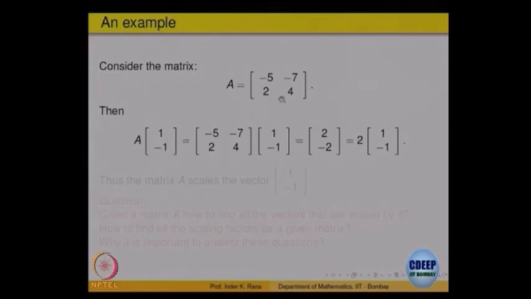So, what is the product? Minus 5 times 1 plus 2 times minus 1, and minus 7 times 1 plus 4 times minus 1. So what do we get? Minus 5 plus 7, that is 2. Similarly the other one is minus 2. So, it is an ordinary matrix product, and I can take out 2. So, this matrix, with respect to this vector 1, minus 1, has a special property. A applied to this vector is 2 times the same vector.